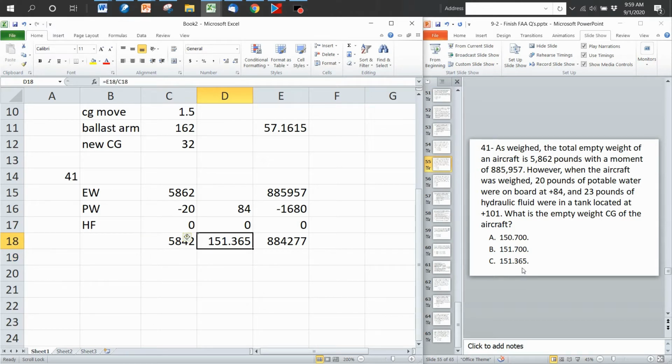151.365, and bam, there's my answer right over there. C is my answer on this particular question. Of course, on the problems, you're just doing the numbers.